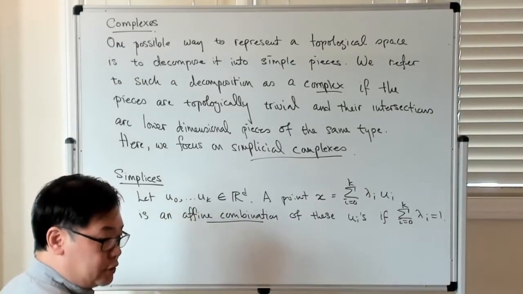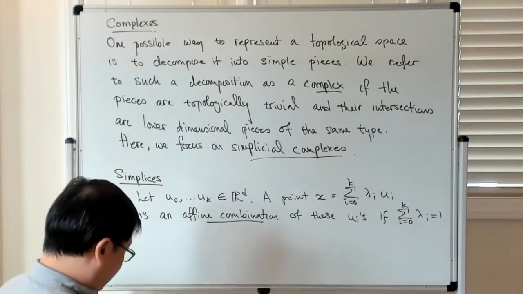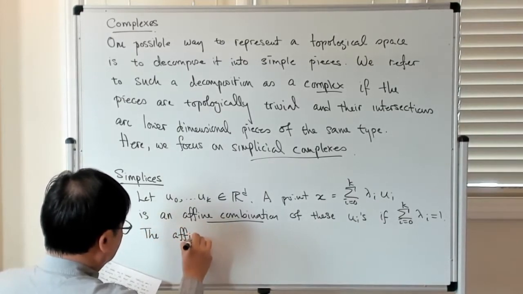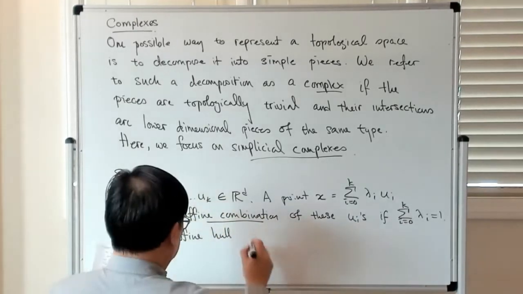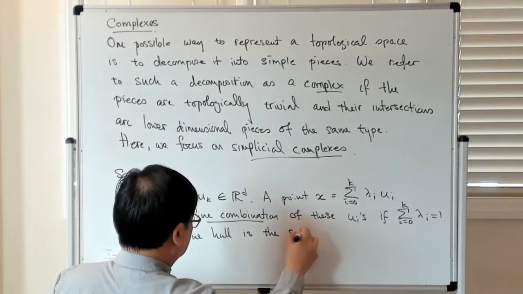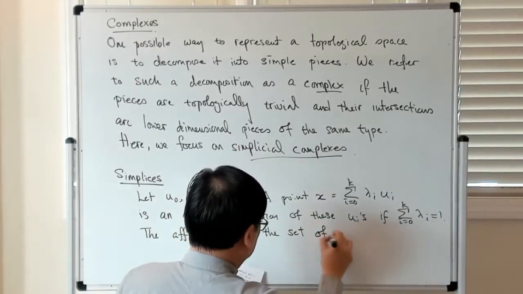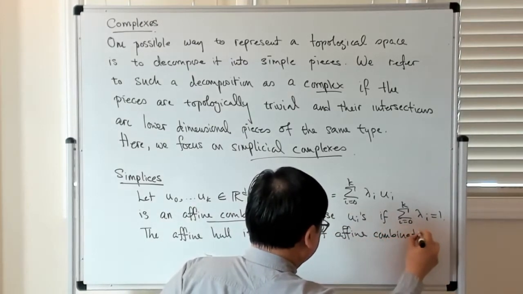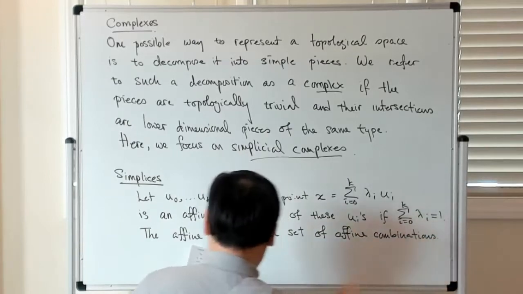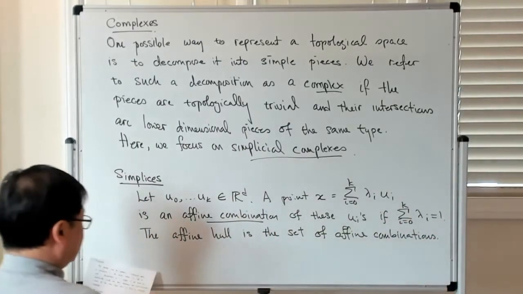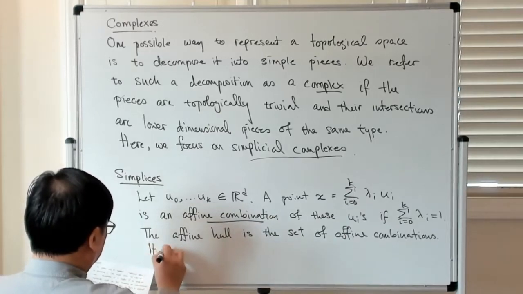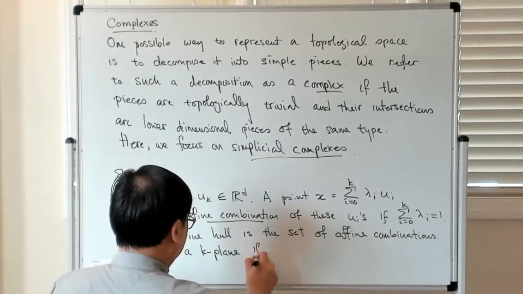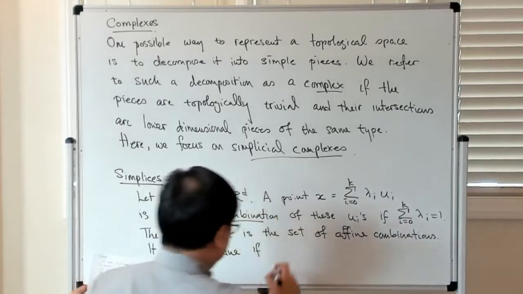Okay, all right. So you can look at the set of all possible affine combinations of this set of k plus 1 points, and that gives you what is called the affine hull of these k plus 1 points. Okay, so the affine hull is the set of affine combinations. Okay, and then this is going to be a k-plane. It is a k-dimensional plane, if the k plus 1 points are what are called affine independent.